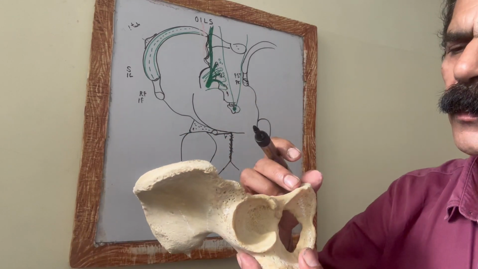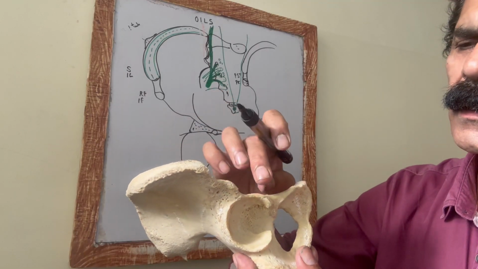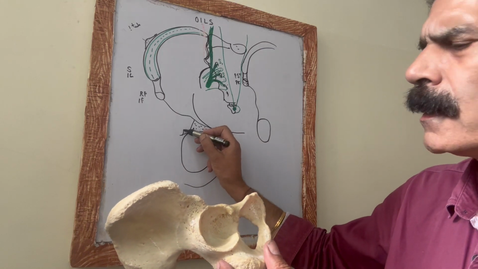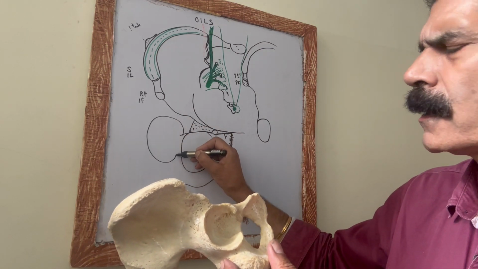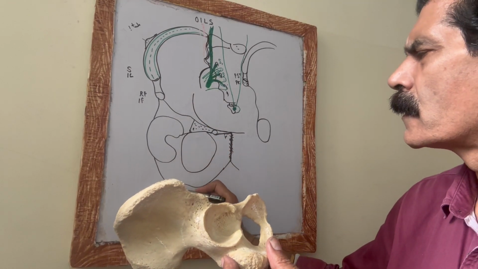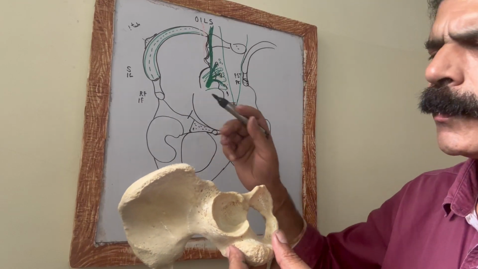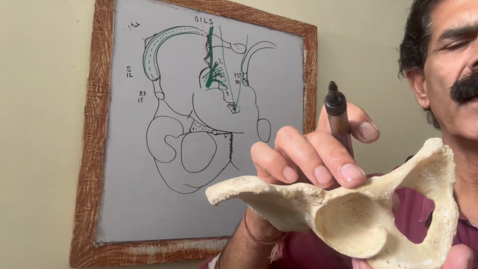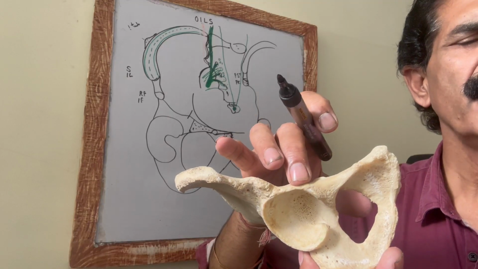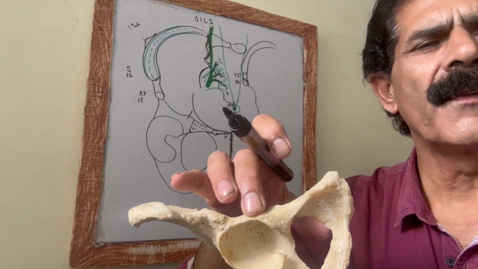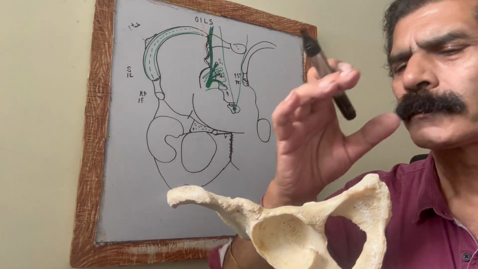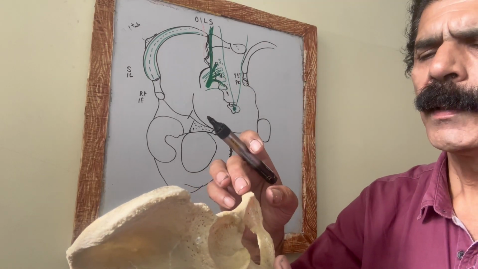If you trace the pubic bone laterally, there is a raised area above the acetabulum, the cup-like structure, called the iliopubic eminence. This is the meeting place of the ilium laterally and the pubic bone medially. To this is attached the pubofemoral ligament of the hip joint. So this is about the superior ramus of the pubis.